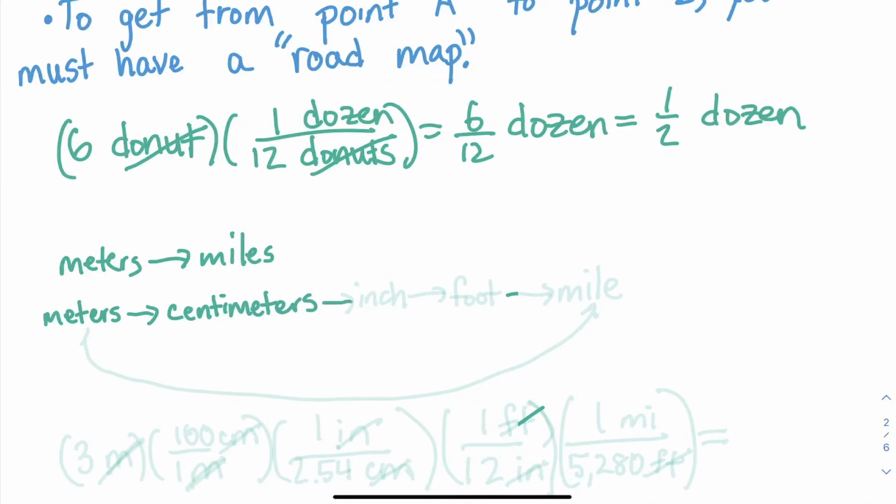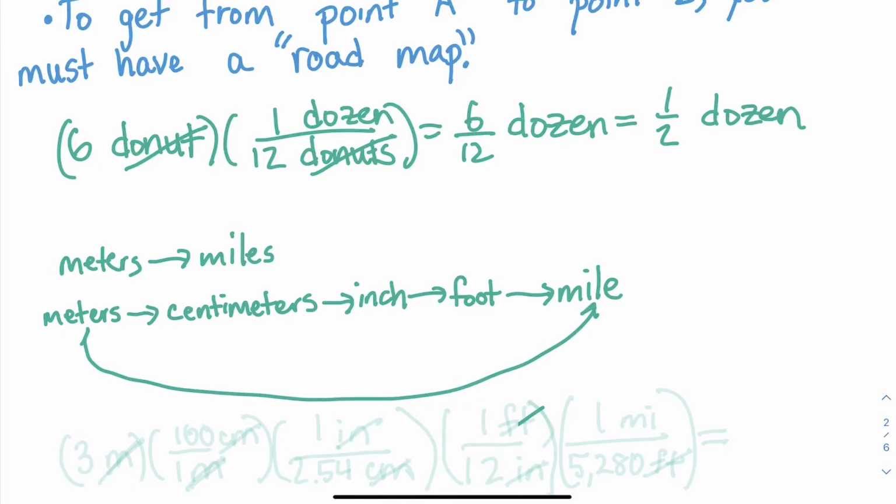And knowing that 2.54 centimeters makes 1 inch, and that just comes from a lot of repetition, if I knew this conversion, then I could figure out however many inches, there's 12 inches in 1 foot, and then I can convert from feet into 1 mile, and therefore I would go from meters to a mile.